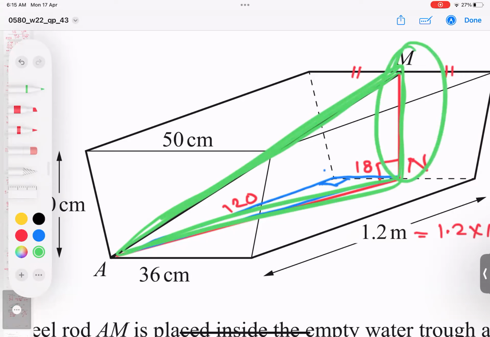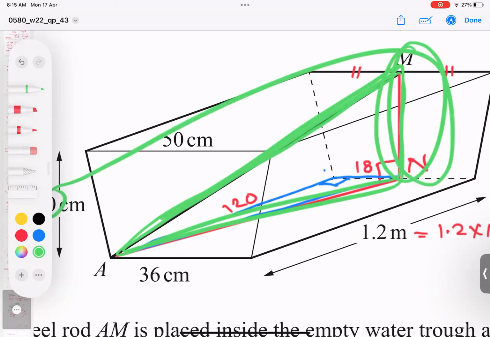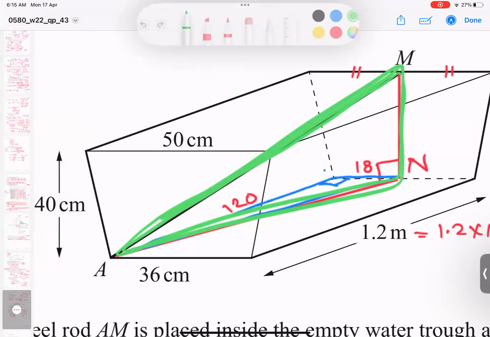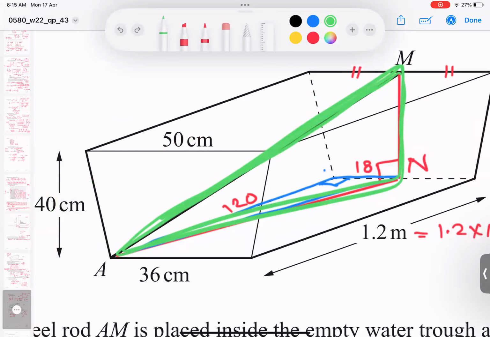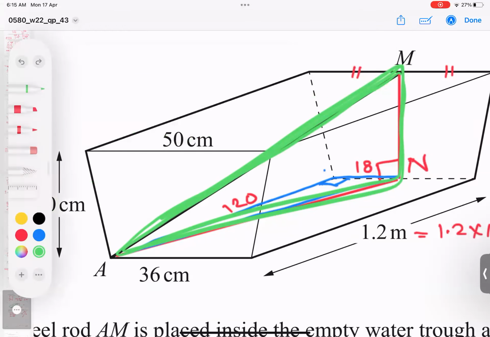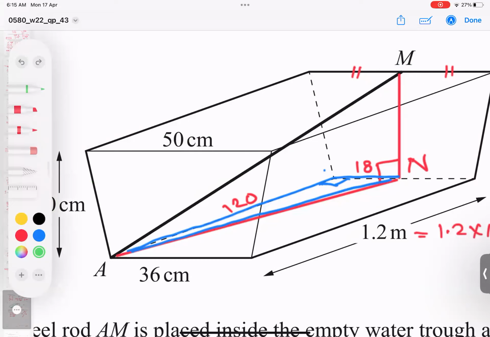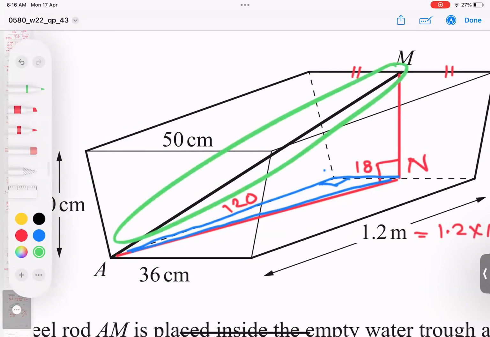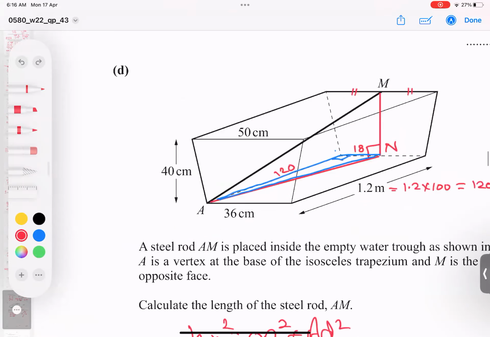Whereas MN is equal to 40. You know it very well. This 40, you see, it's 40. And this I just got it. AN I just got it. And this AM is my target. I hope the point is clear.